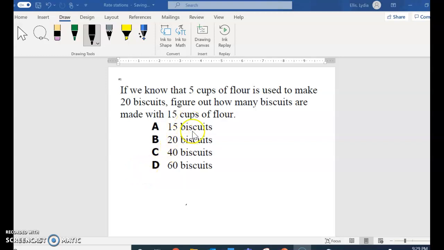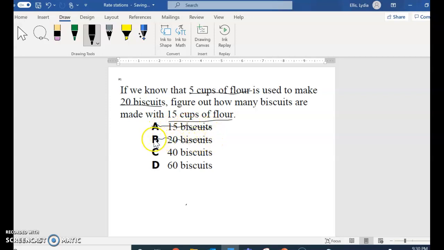All right, yellow group, here is your first problem that you worked on and how it's solved. If we know that 5 cups of flour is used to make 20 biscuits, figure out how many biscuits are made with 15 cups of flour. So first, looking at my flour and seeing that it's increasing, I should know that my biscuits have to increase. If I'm starting with 5 and going up to 15, then my 20 biscuits have to be larger.